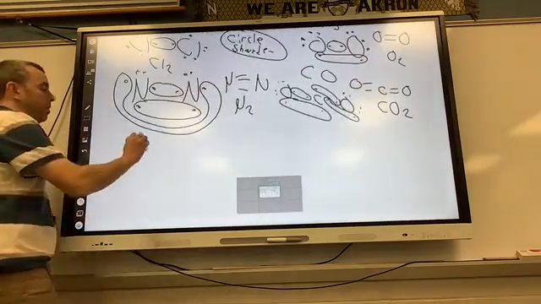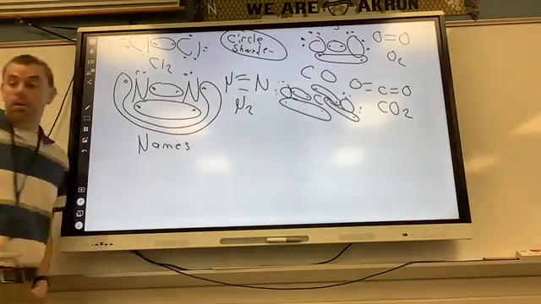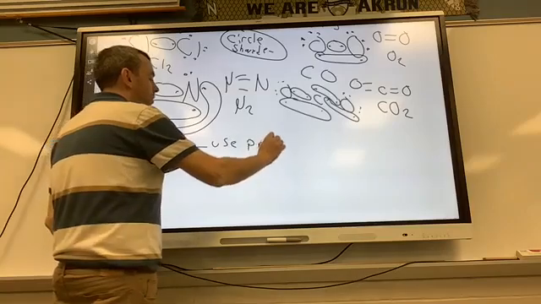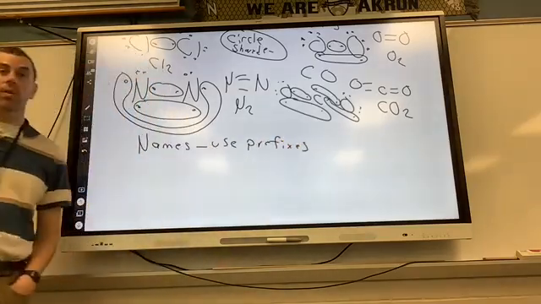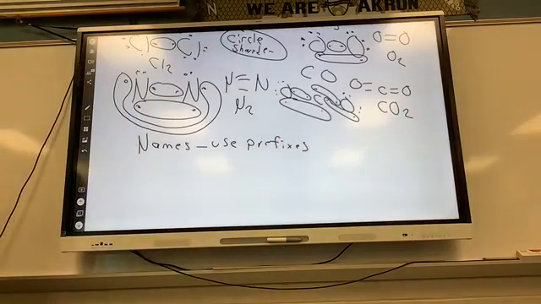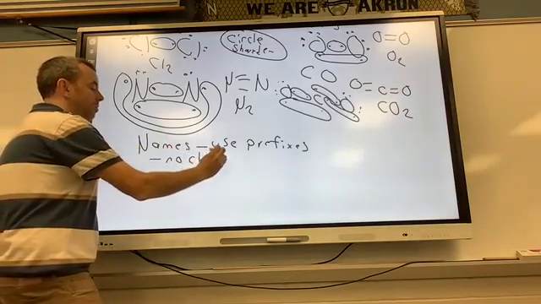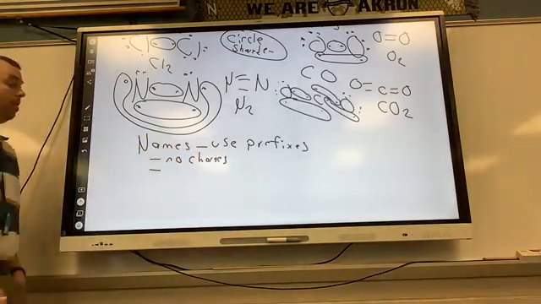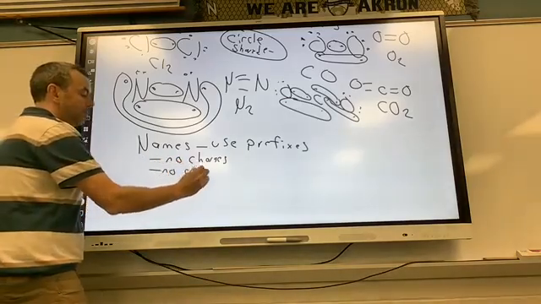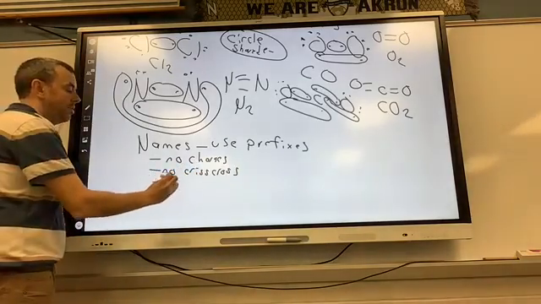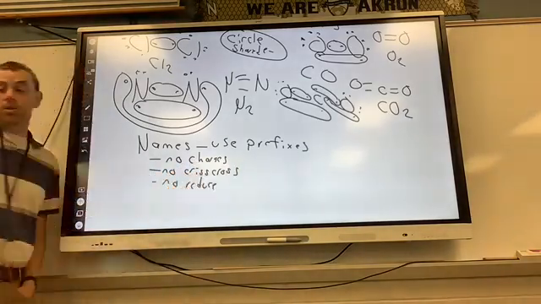Super easy. For the names, you just use prefixes. Look at the back of your periodic table. You'll see a list of prefixes. Do you guys see where it says 1, mono, 2, di, 3, tri? Do you see that on the back? Yes? Here's the cool thing. We don't care about charges. If we don't care about charges, that means there's no crisscross. That means there's no reducing. It's super, super easy.